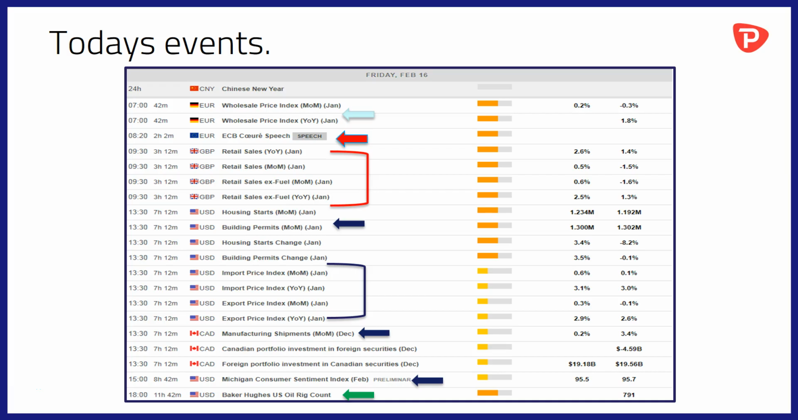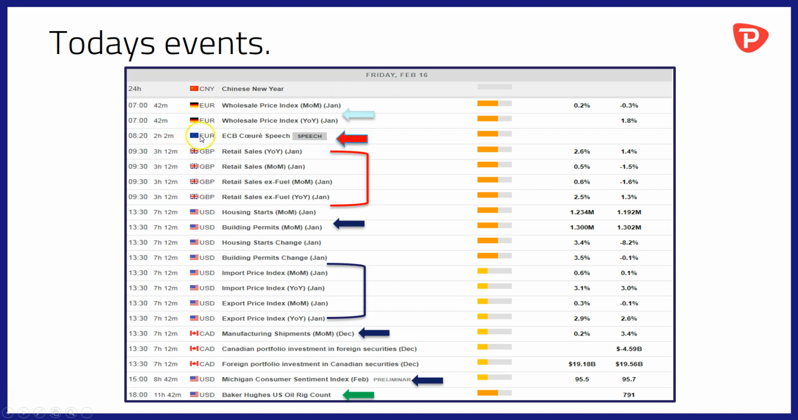Right, what's on the calendar? Events that may move the markets today. Well, first of all, remember it's Chinese New Year, so things have slowed right down in Asia for the holiday. But to come at 7 a.m, we'll have wholesale price index data out of Germany for January. Of course, price-sensitive data such as this can feed directly into the market's thoughts about interest rates and monetary policy.